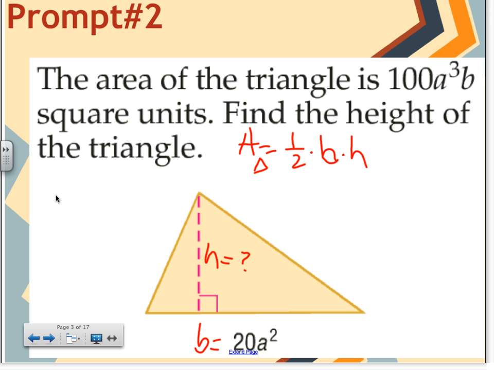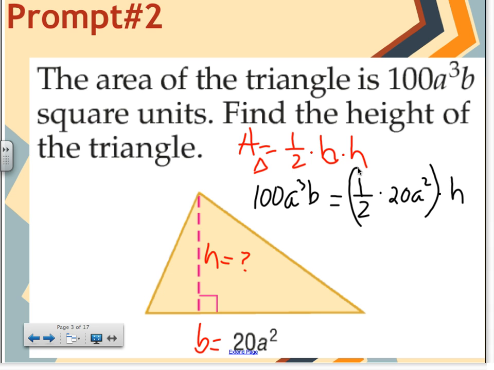So let's start plugging it in. The area is 100 a cubed b. It's 1/2 times the base, and we know the base is 20 a squared, right? And times the height. Notice how I grouped this together because I want to show you that the height is what we're trying to solve for. But we can certainly do some simplification if we can. Let's take a look at this.